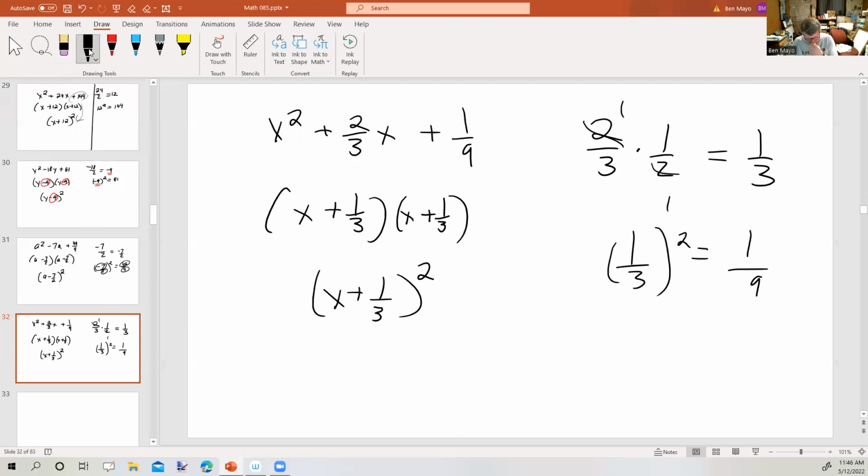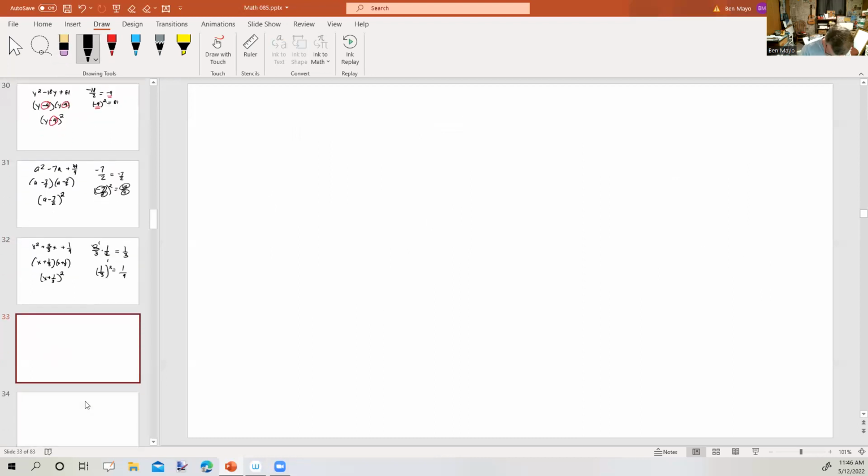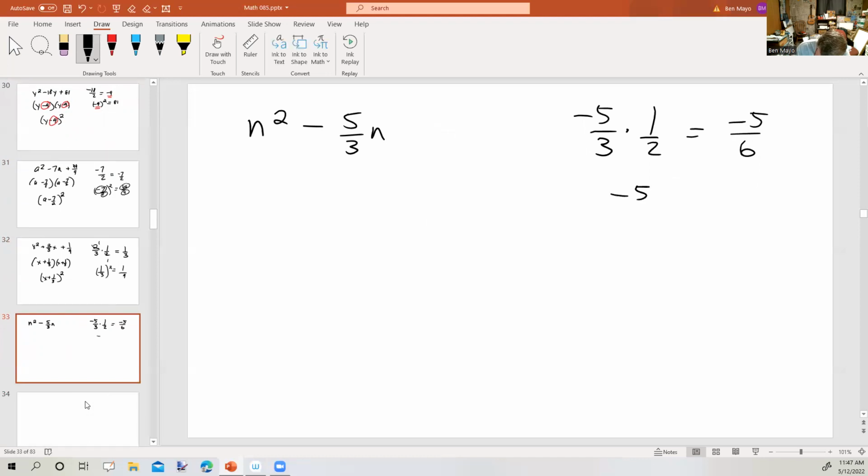We okay with that? Yes. All right. How about this one? n squared minus 5/3 n. So I'm going to take negative 5/3, divide it by 2, or multiply it by 1/2. I get negative 5/6. I'm going to square the result. That gives me a positive 25 over 36, because negative 5 times negative 5 on top is 25, and positive 6 times positive 6 is 36 in the denominator.